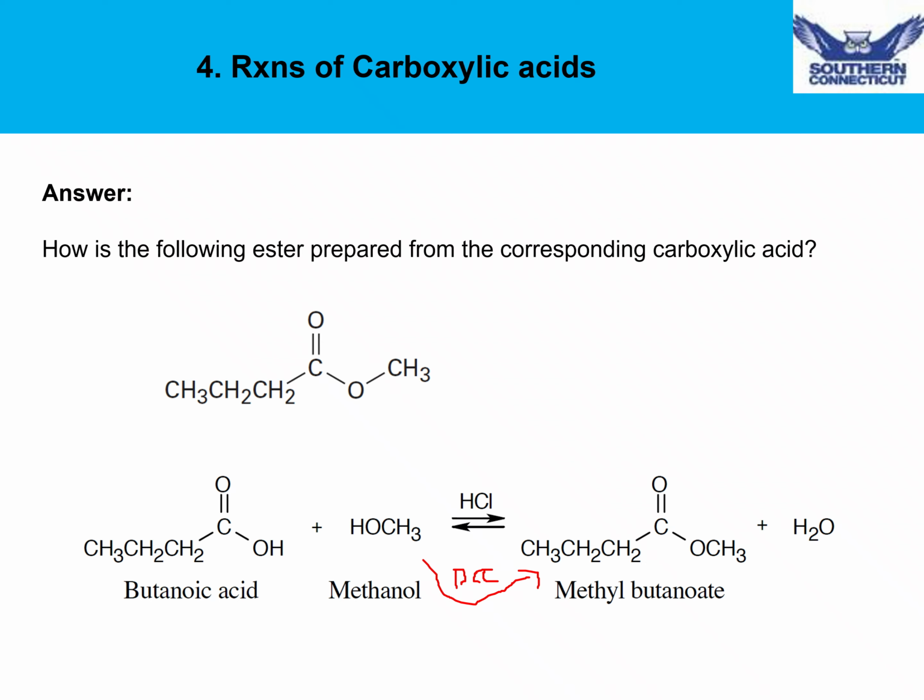And a third reaction would involve, instead of using methanol, using an alkyl halide, for example, methyl bromide. We would also use a base, so for example, sodium hydroxide. So that would be step 1. And then step 2 would be this methyl bromide, and we could get to that same ester.